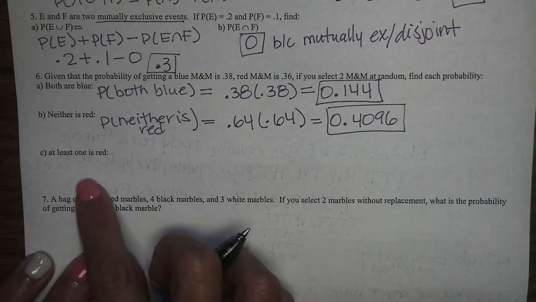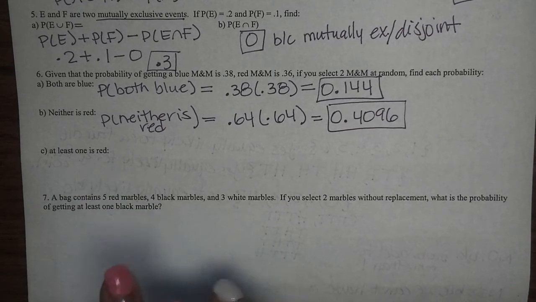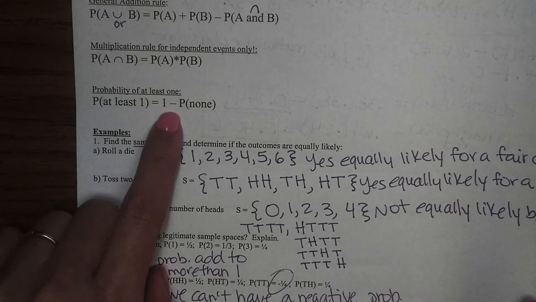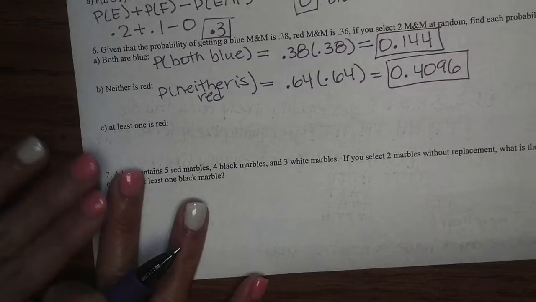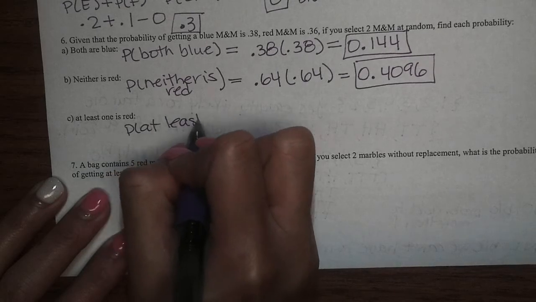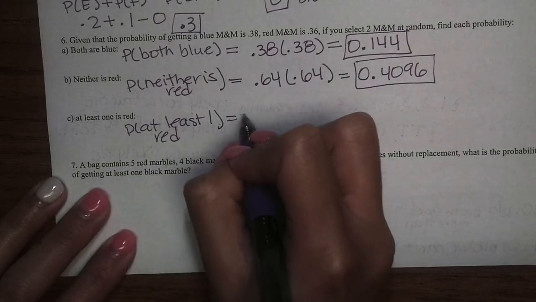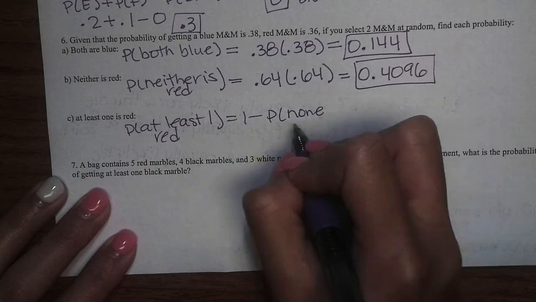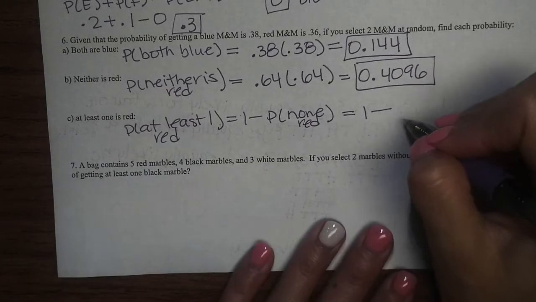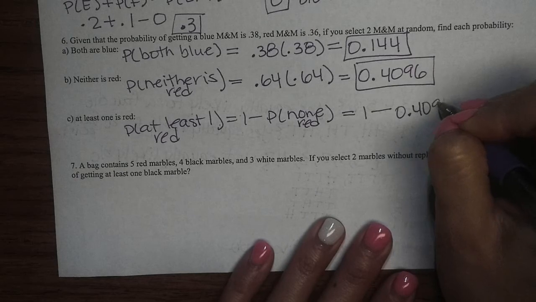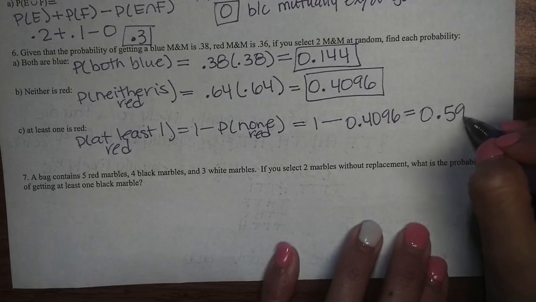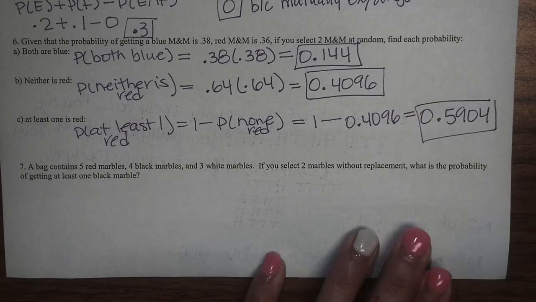And finally, the probability of at least one, again, that's another formula that you need to know. The probability of at least one success is always equal to 1 minus the probability of no successes. So the probability of at least one red would equal 1 minus none red, or neither is red. We just did that in part B, so that would be 0.4096. So if I subtract 1 minus that, it's going to give me 0.5904. And that's how you do something like number 6.